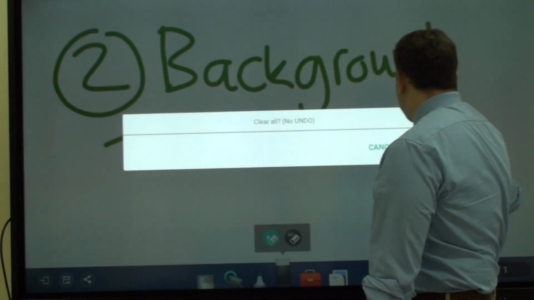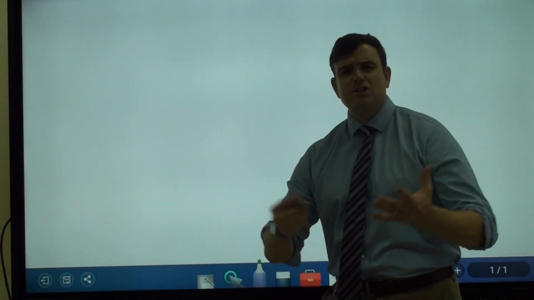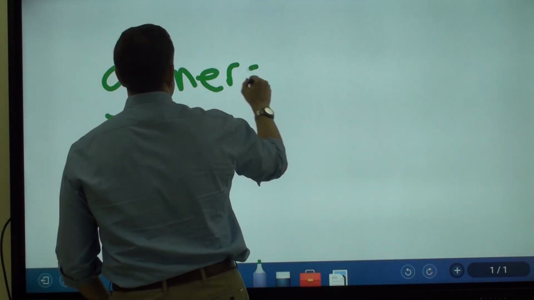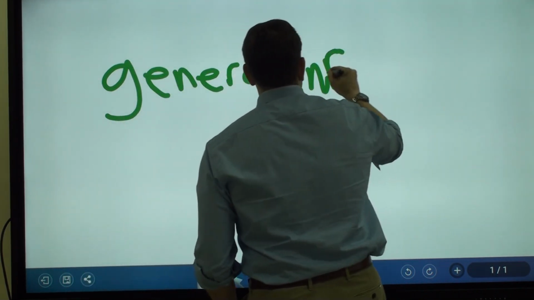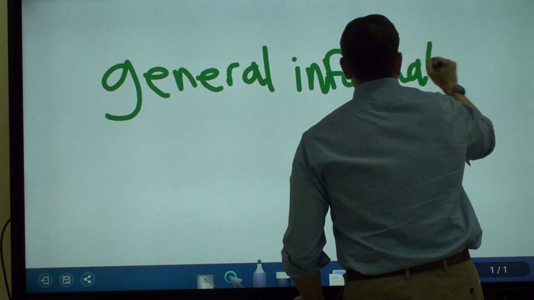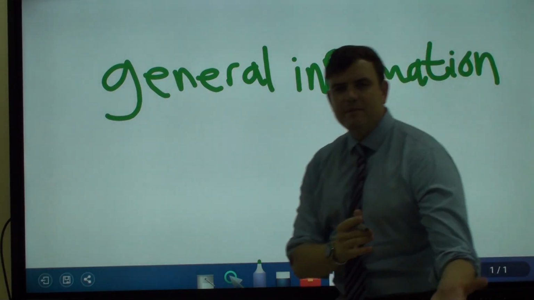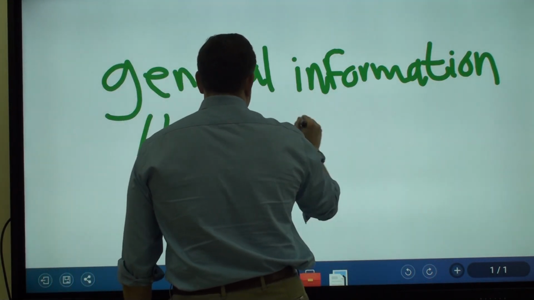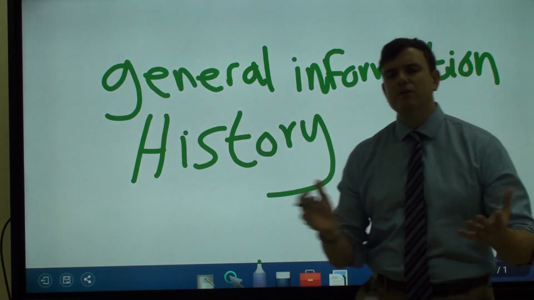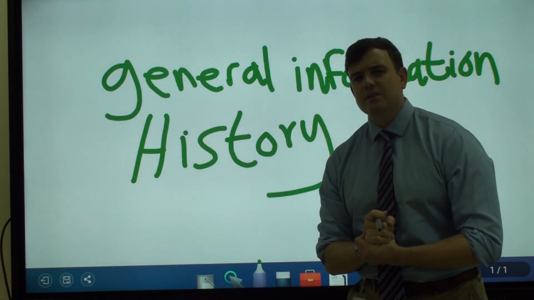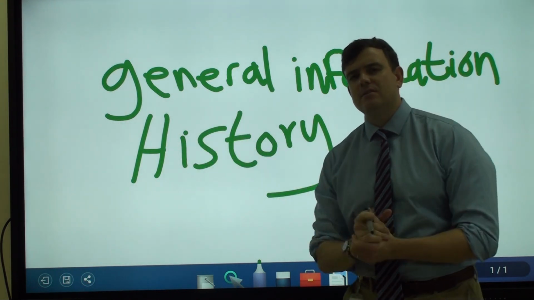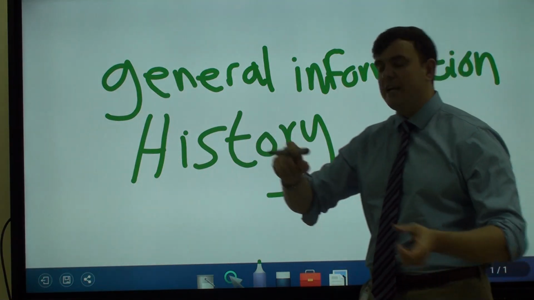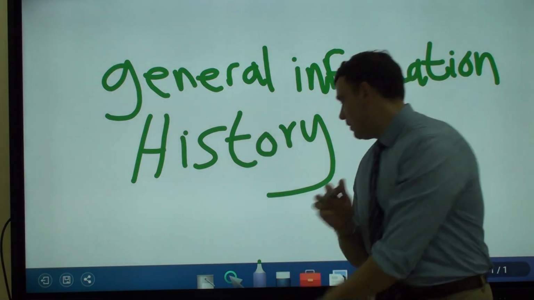So background can relate to anything such as general information. So maybe anything general about the topic, or even a bit of history about the topic you are discussing. It gives the reader a bit of background knowledge about what you are discussing. It gives the reader a bit of basis of what you are going to be writing about in your essay. So any general information, any history will always be in the background.